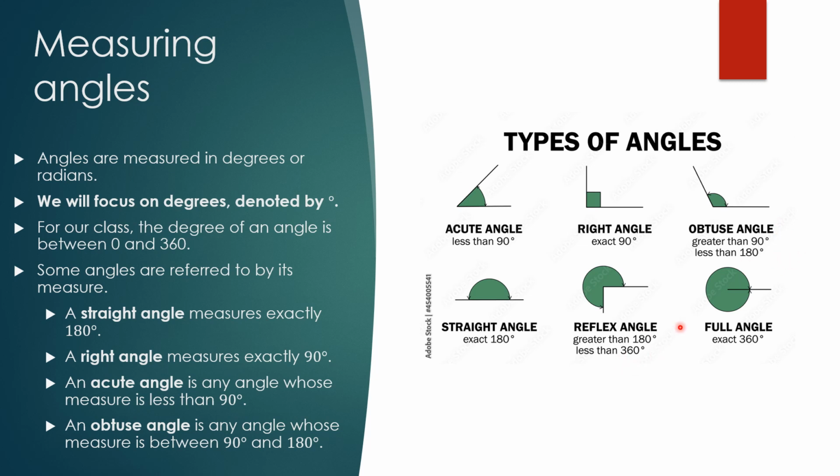You'll also see that we talk about a reflex angle and a full angle. The reflex angle is simply the opposite side of an angle. Normally we only measure angles between 0 and 180, and anything beyond that is considered the reflex angle. However, we're going to mostly focus on angles that are in between the two rays that make up the angle.